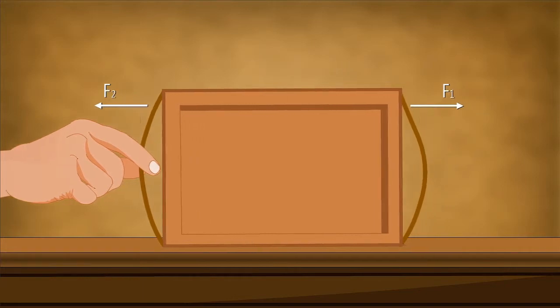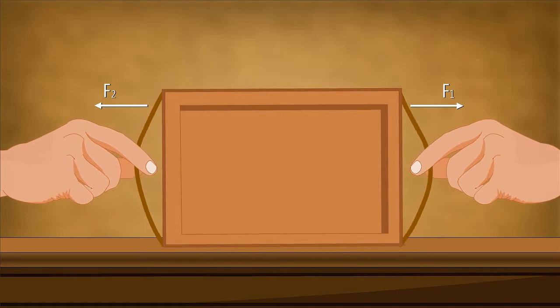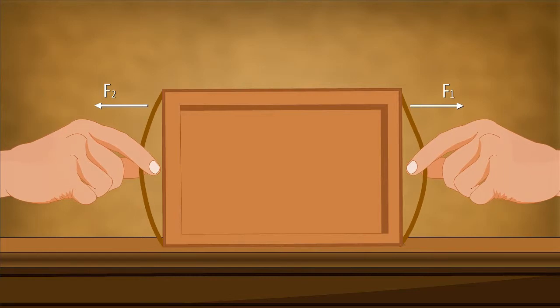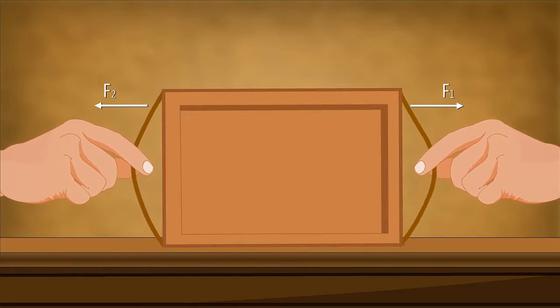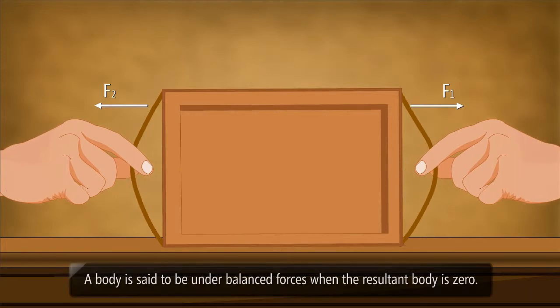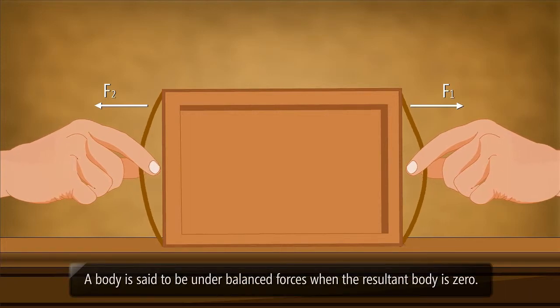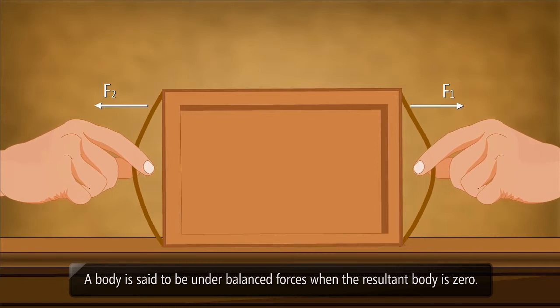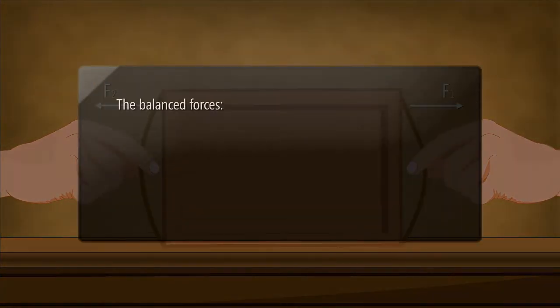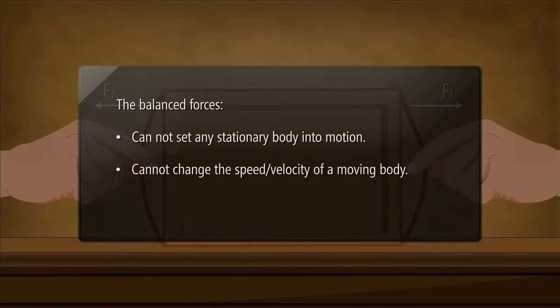However, if the forces F1 and F2 are equal and applied simultaneously on the wooden block, then the wooden block will not move. A body is said to be under balanced forces when the resultant force is zero. The balanced forces cannot set any stationary body into motion, cannot change the speed or velocity of a moving body, but may change the shape and size of a soft object.